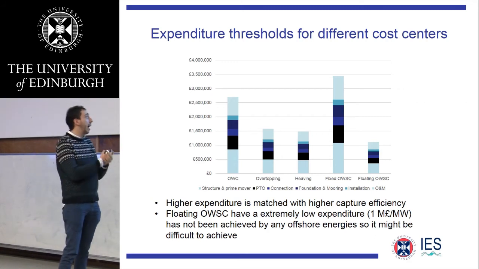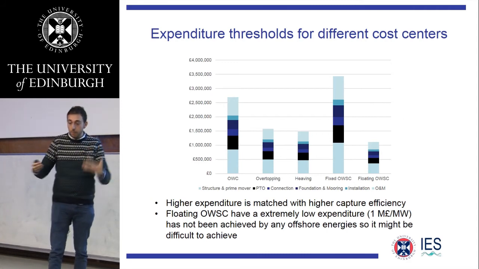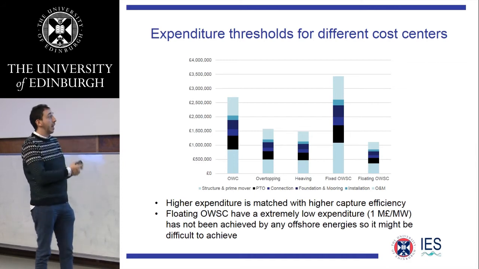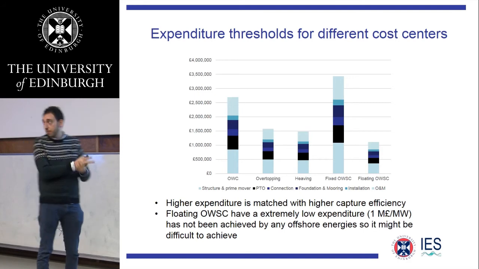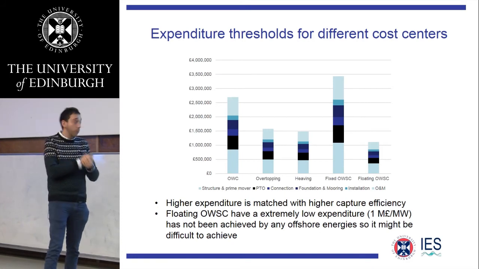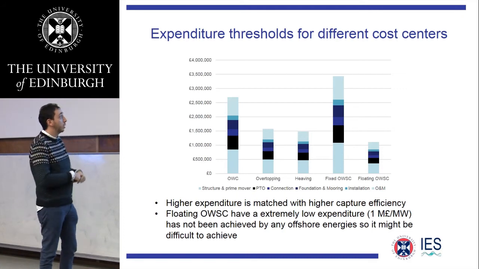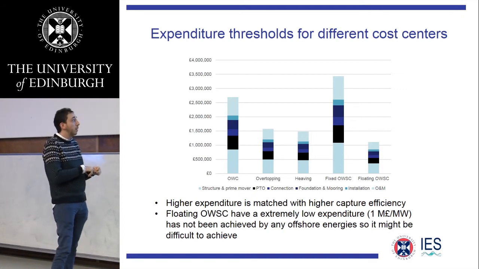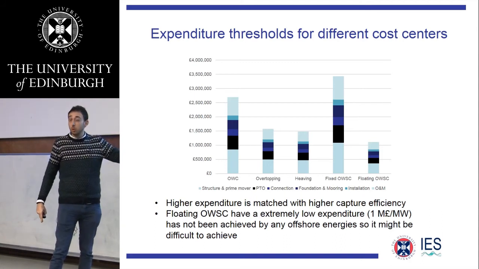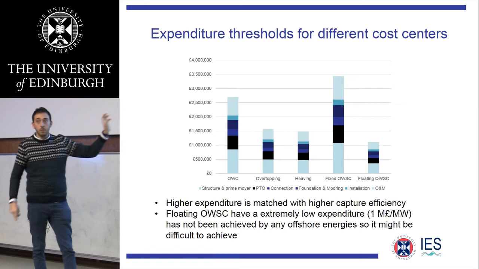Clearly, higher expenditure is matched with higher capture efficiency. So the more energy you capture, the more money you have to spend on your device. Here, the device with the highest capture is the fixed oscillating wave surge converter, and they have around 3 million per megawatt to spend. On the other side, we have the floating oscillating wave surge converters with an extremely low expenditure, around £1 million per megawatt. If you check offshore wind, which I'm going to present, it is around 2.5 million per megawatt. So that is actually a very low value for anything offshore.